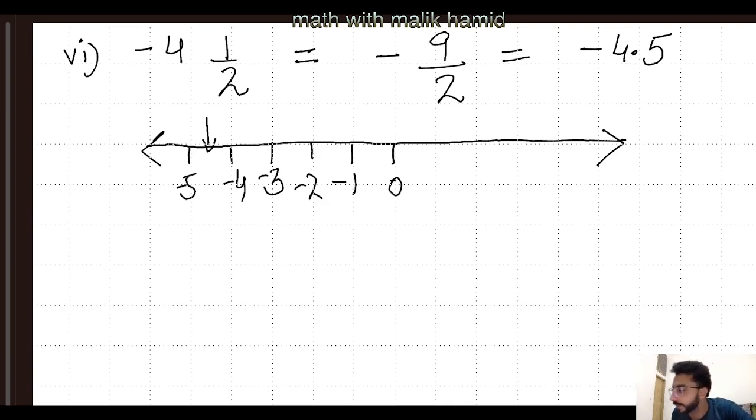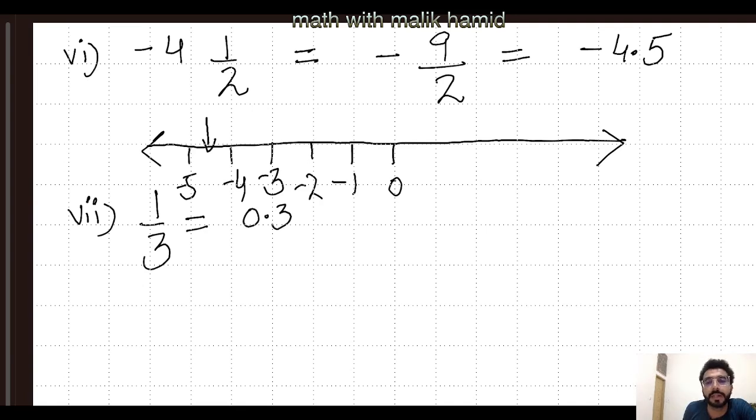Simple. The next question is 1 by 3, the 7th part. The 7th part is 1 by 3. When we divide, this is a recurring decimal number because 3 is repeated again and again. Simply you can do it by yourself.